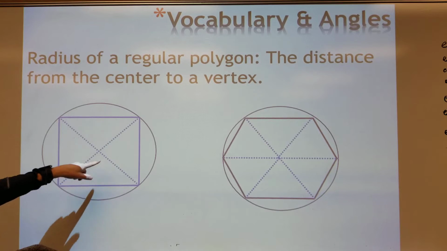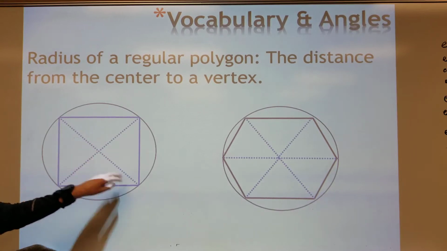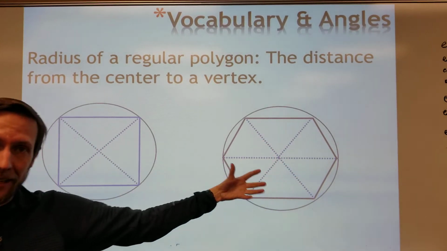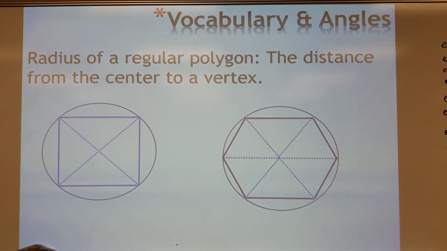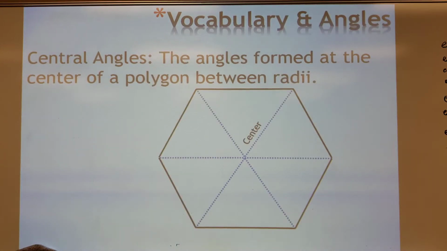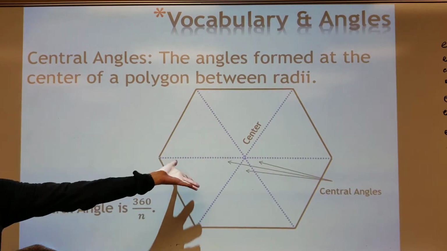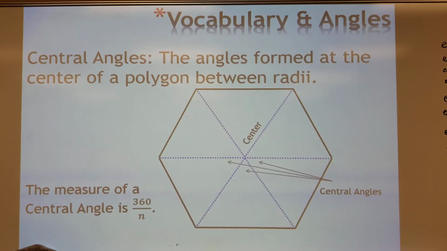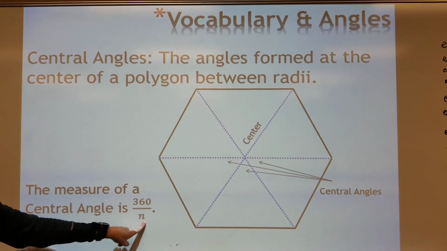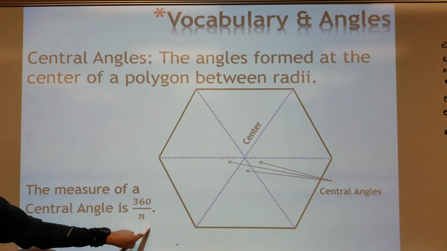Back here on the square, we would have 360 divided by 4. This would be 360 divided by 6. Each one of those angles would be congruent. All right? And so each one of those measures 60 degrees in a regular hexagon. In a regular quadrilateral, those would each be 90. In a regular triangle, an equilateral triangle, we would call each of those central angles 120 degrees. All right? And so that's going to vary depending on how many sides we have. The number of sides, the number of vertices, the number of radii, all the same number.